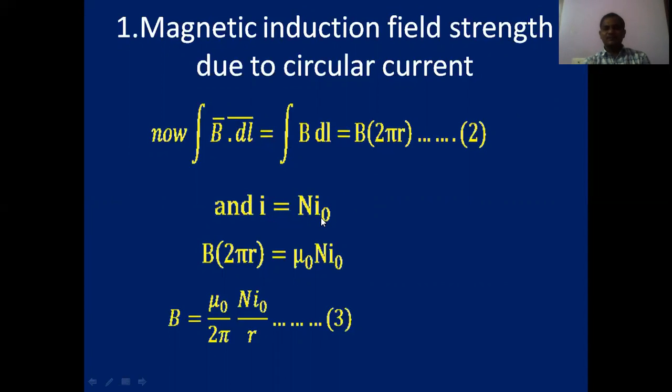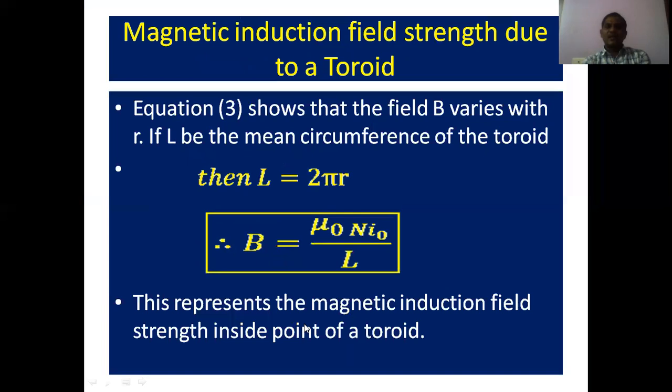N into I naught. The current I is equal to the total number of turns into I naught, where I naught is the current flowing through the toroid, right? Then B into 2 pi r equals, substituting in Ampere's law statement, mu naught I, which is equal to N I naught. Then B is equal to mu naught by 2 pi, N I naught by r. So from that equation, yes, the field varies with r.